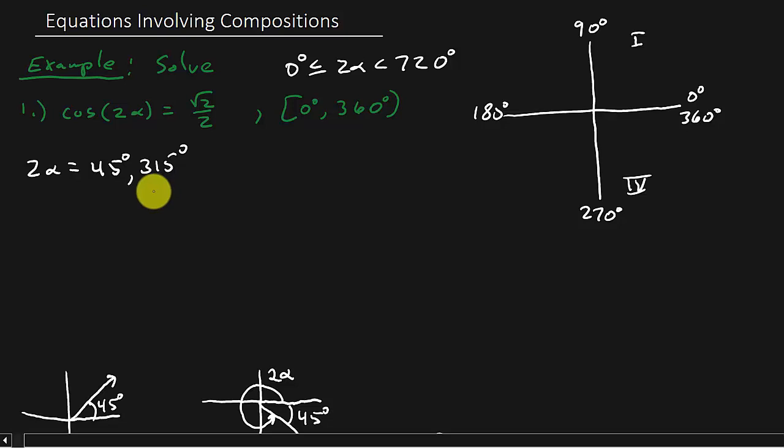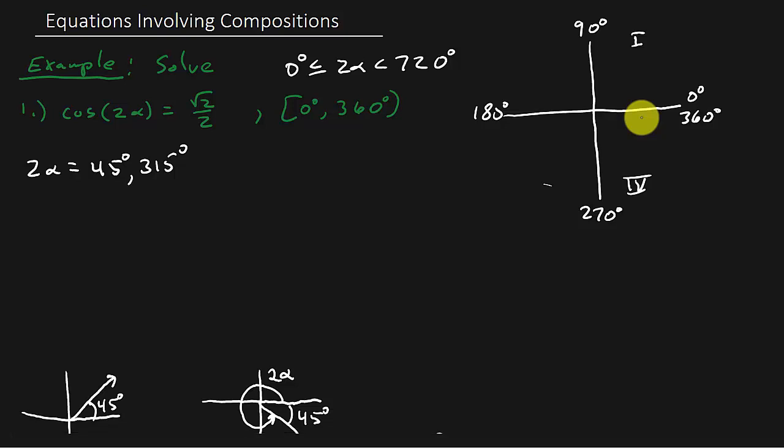Okay, but I've got to find all the angles between 0 and 720. So I went around one time, 360, but now I've got to go around again, because remember, 360 plus 360, that's 720. So I'm going around twice.